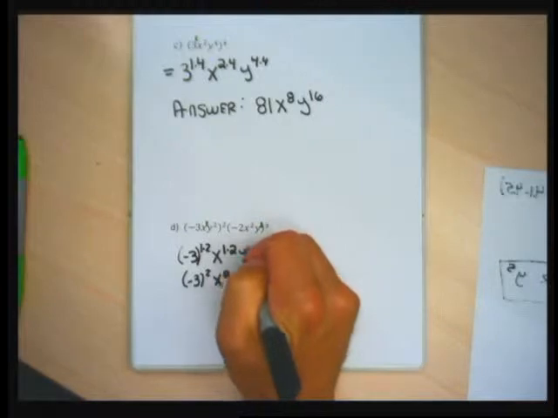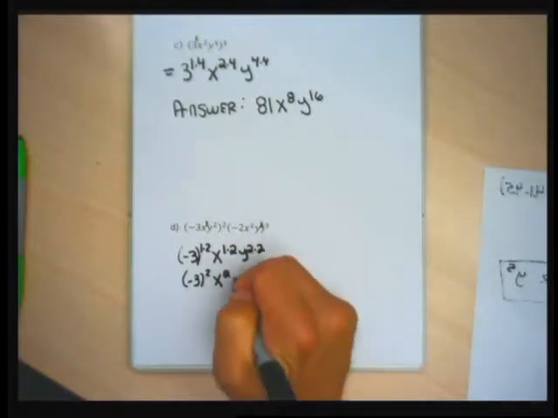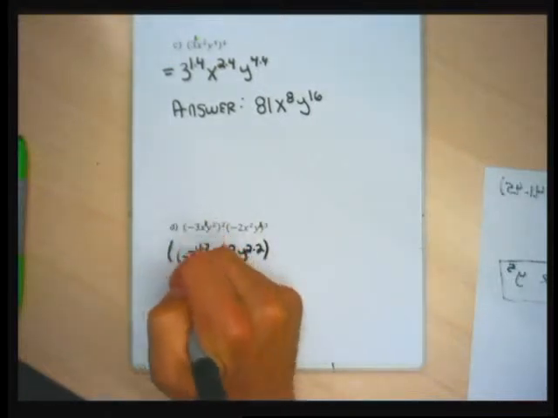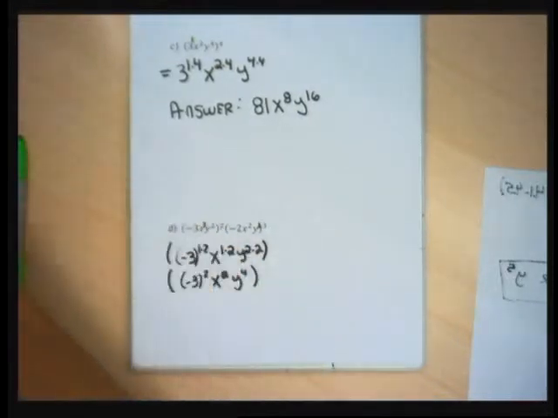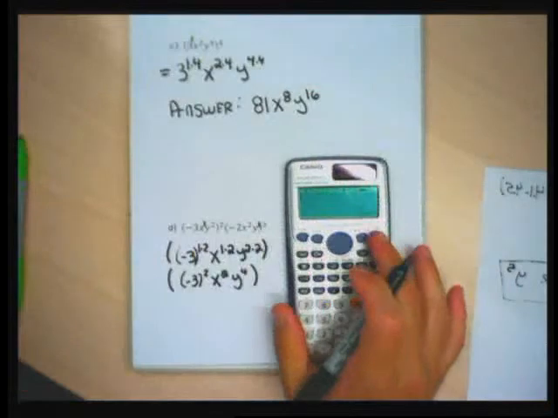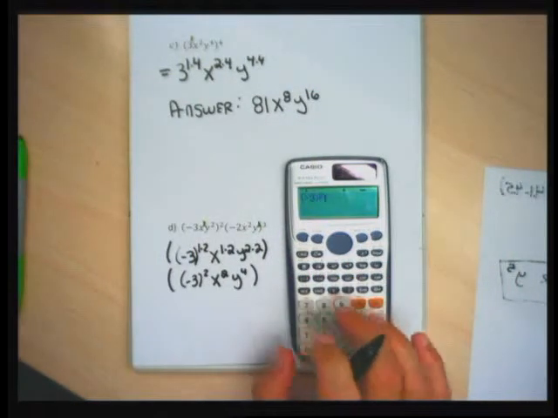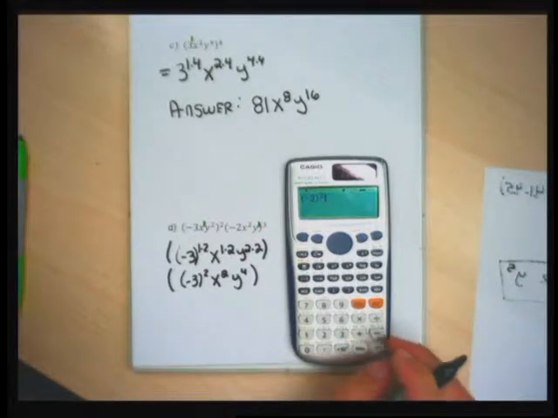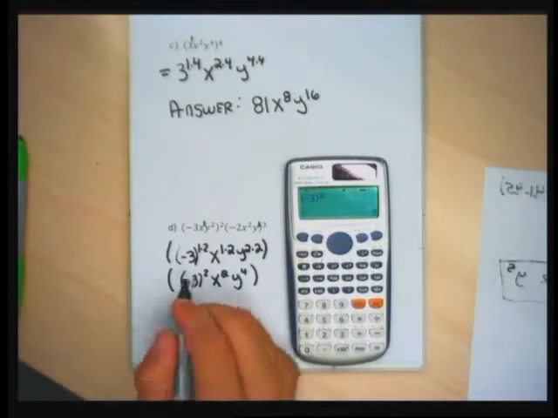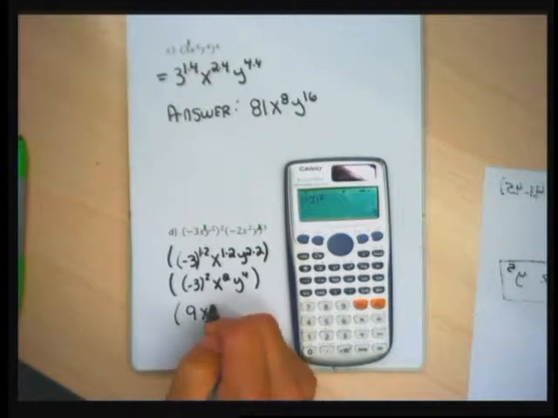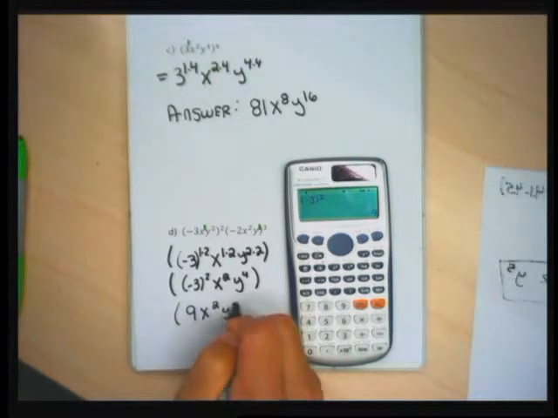And for the y in the first parentheses, when I multiply its exponent by 2, I'll get y to the 4th. So the first parentheses simplifies to negative 3 quantity squared. And that negative, if I'm doing it on my calculator, absolutely has to be in a parentheses. If I don't put that negative in a parentheses, I'm going to get the wrong sign. So the first parentheses reduces to 9x squared, y to the 4th.